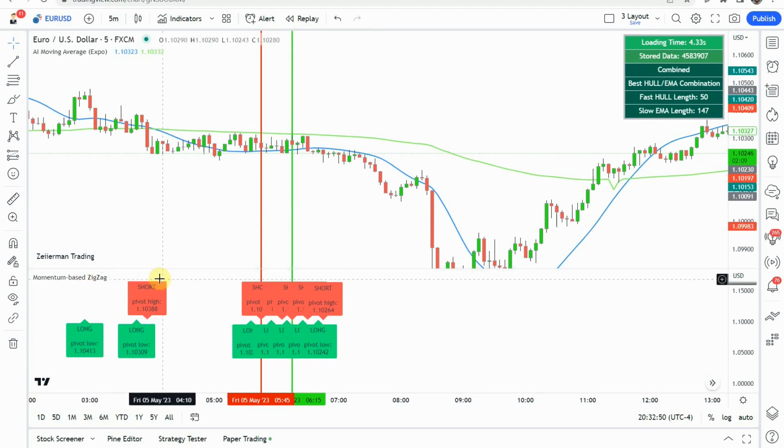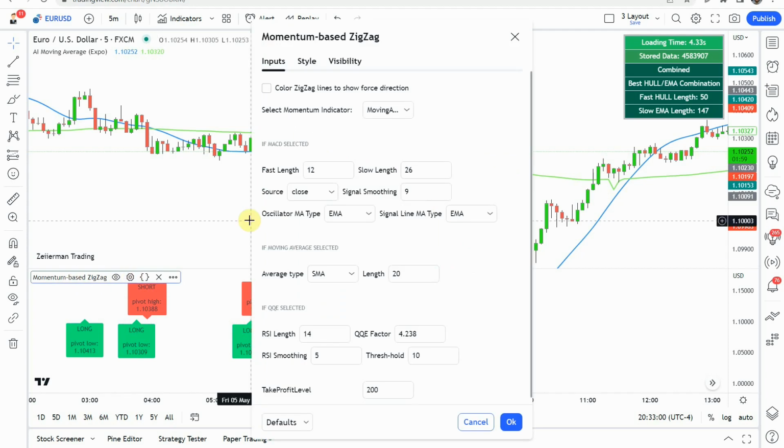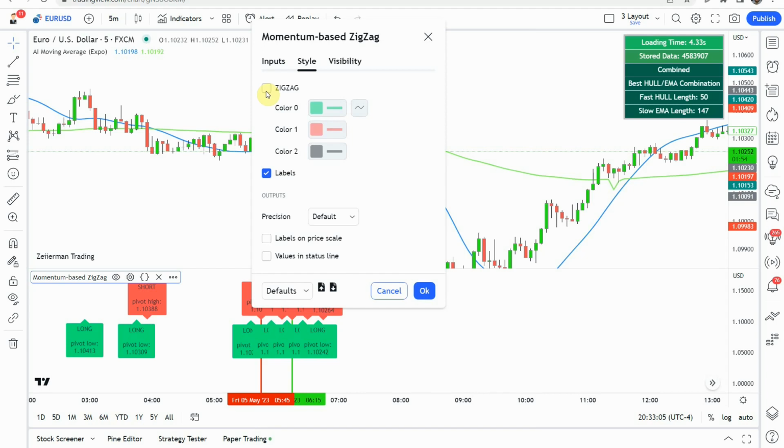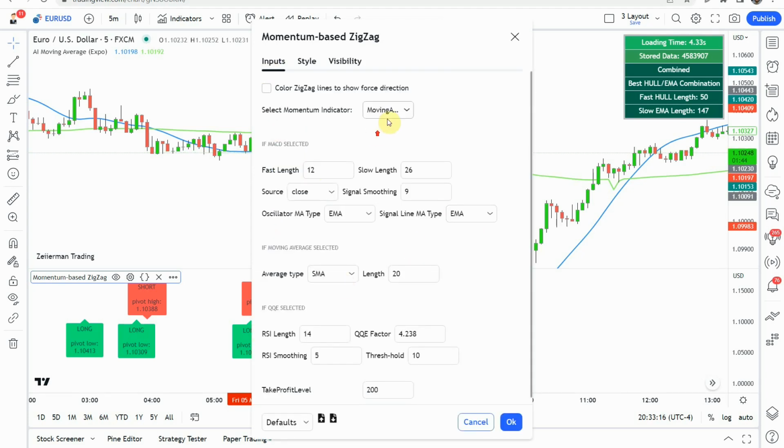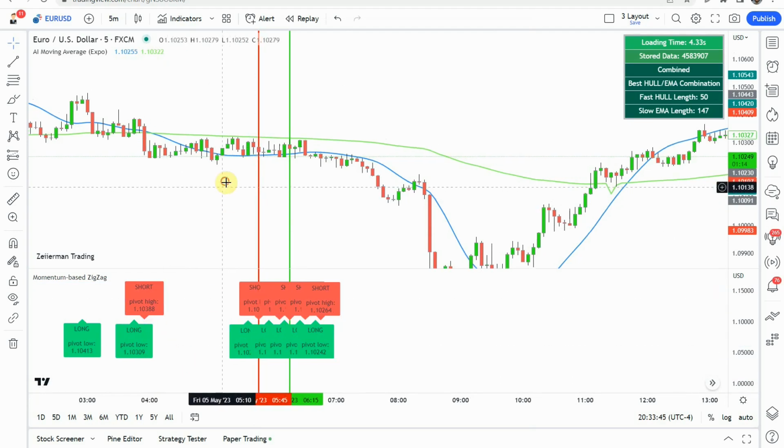So what I did was I moved it to the pane down below. I just clicked on the three dots and moved it to a new pane down below here. And what we are going to do is go into style. We're going to uncheck the zigzag right there. I did turn off these labels and values, not this label right here, just these two. The input, you're going to change the select momentum indicator to a moving average and hit OK. And that gives us the setup that we have right here.